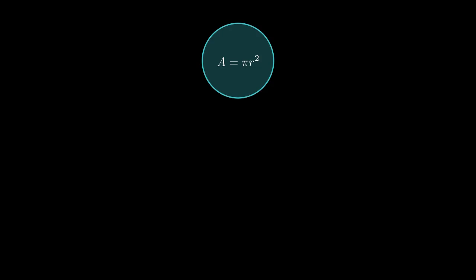Now we can calculate the area using the rectangle formula. The area of a rectangle equals width times height. Substituting our values, area equals pi r times r. This simplifies to pi r squared, which is our circle area formula. So the area of a circle with radius r is pi r squared.